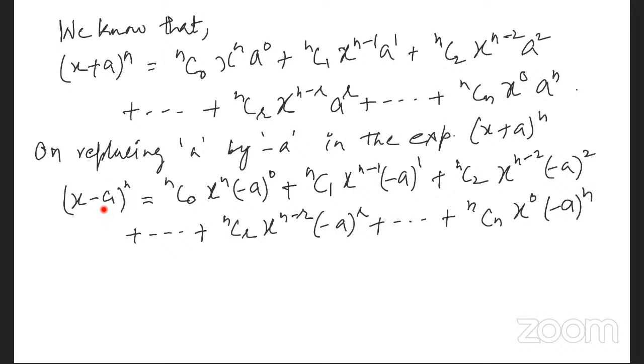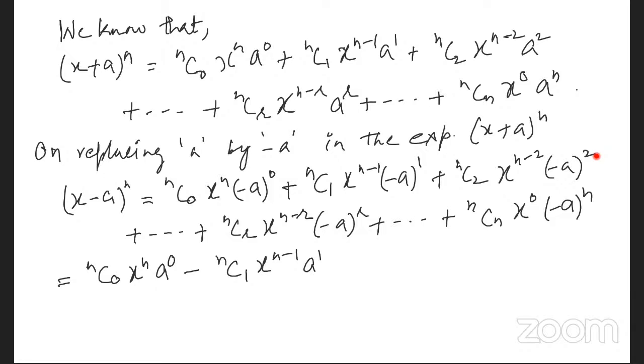Now we'll expand this one. Minus a whole power 0 is a power 0 itself. So nC0 x power n a power 0, and this term will become minus a. So this term can be written as minus nC1 x to the power of n minus 1 into a to the power of 1, and minus a whole square will become a square, positive. Minus 1 whole square is positive.